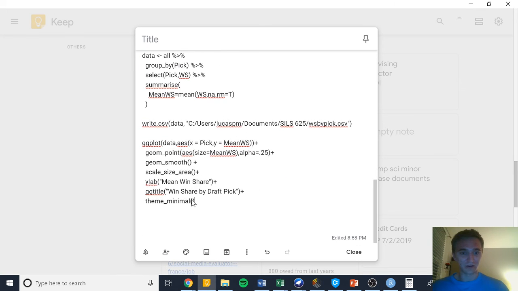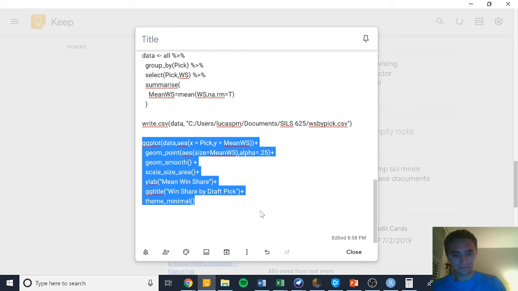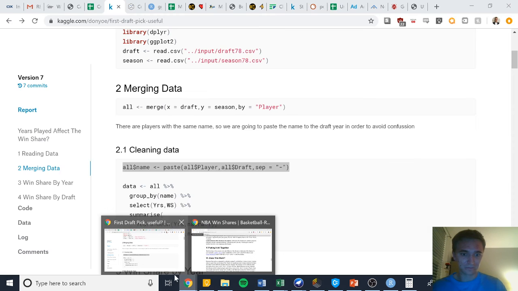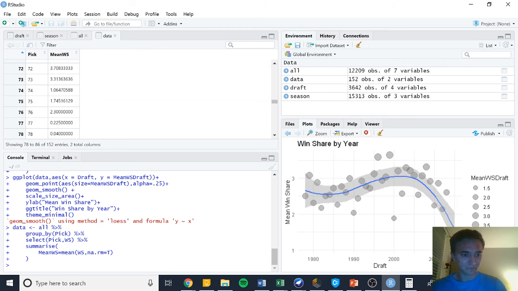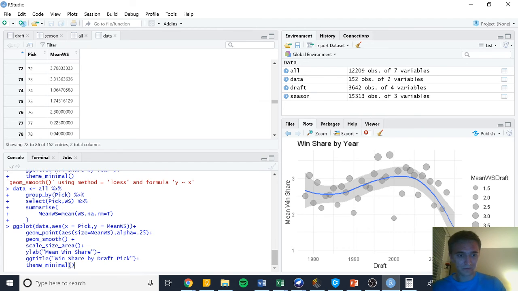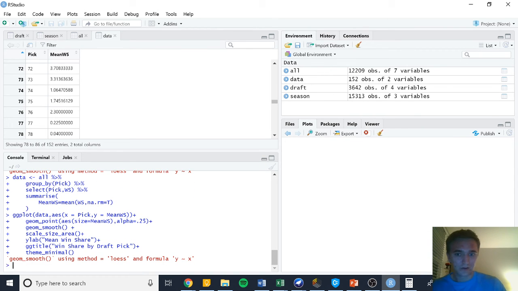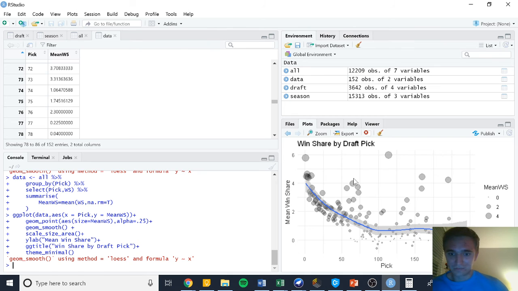But let's get a graph going here for this. Yeah, here we go. It's a pretty sharp drop off at the beginning, and then it slowly flattens out as you get to a later and later pick.